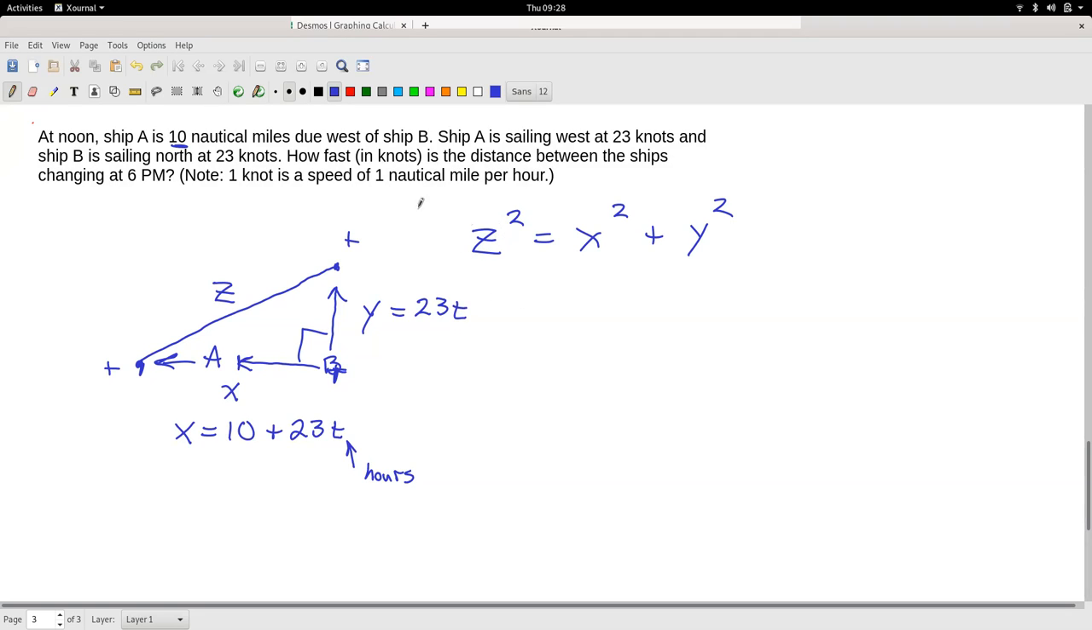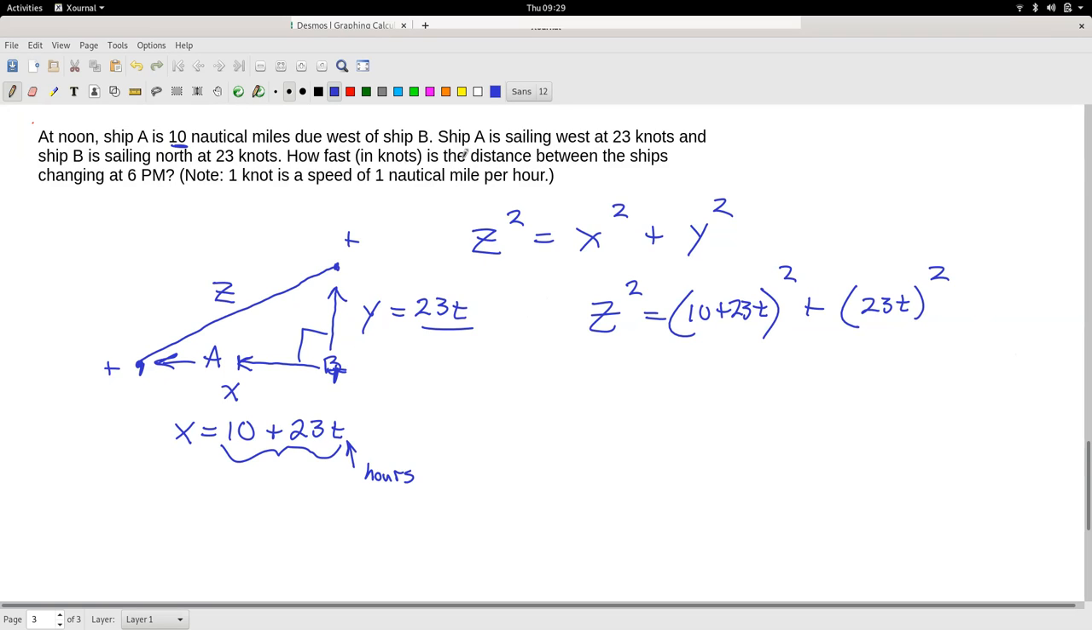So then the relationship for z at any particular time is just going to be x squared, and this is how we calculate x at any particular time, so (10 + 23t) squared, plus the y value squared, and at any particular time, that's the y value. So this is the relationship between z and x and y at any particular time. So if somebody says, okay, 1 hour later, how far apart are they? We just plug the 1 hour in here, plug the 1 hour in there, and then take the square root of the result, and we get z, the distance in between them. That makes sense? Just a little trigonometry there.